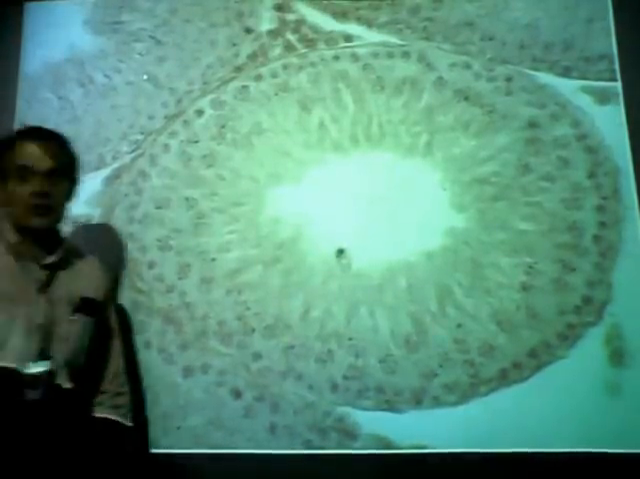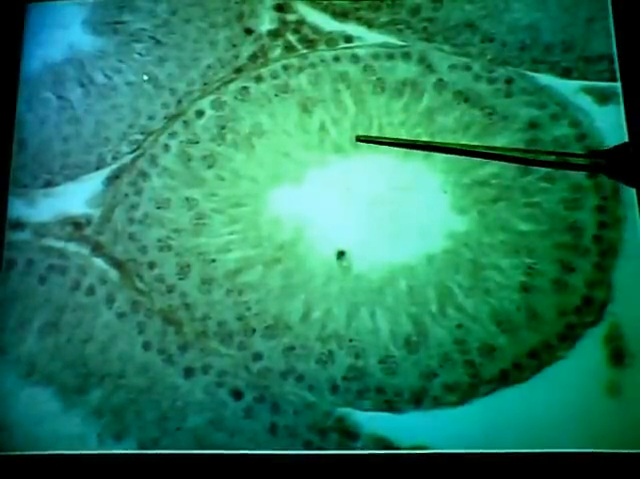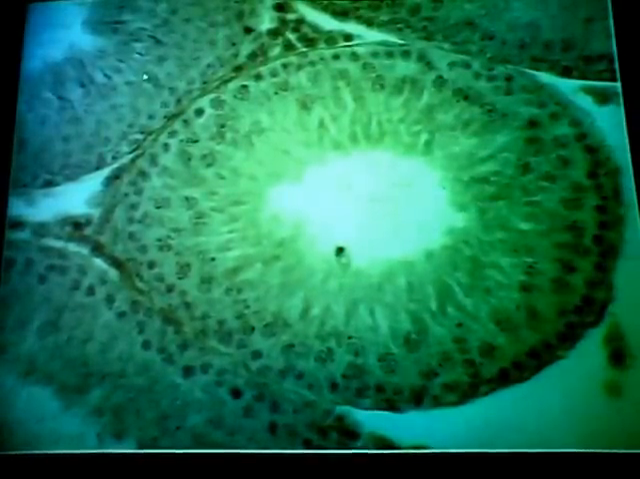Specifically in the wall of the seminiferous tubule. What's going on here? Spermatogenesis. This is formation of sperm cells. It occurs in the walls of seminiferous tubules. The sperm then are released into the lumen and carried through the various tubes of the male reproductive system.